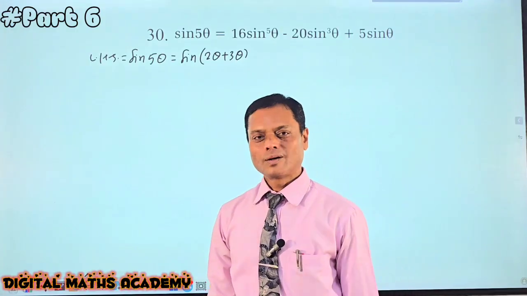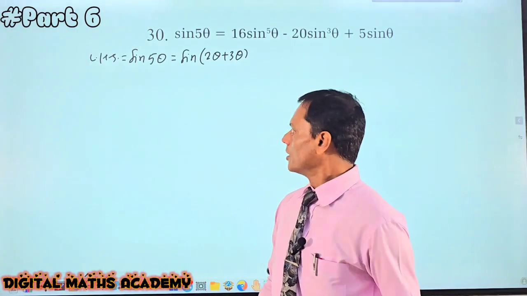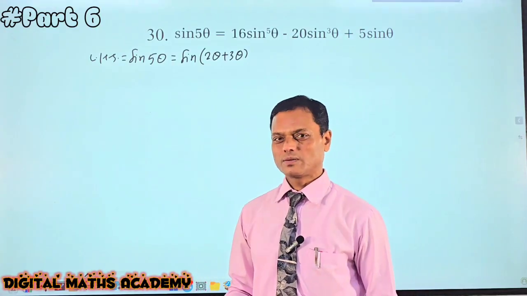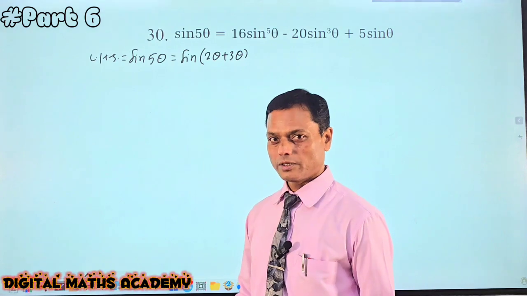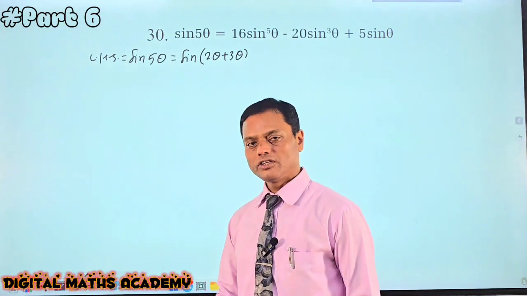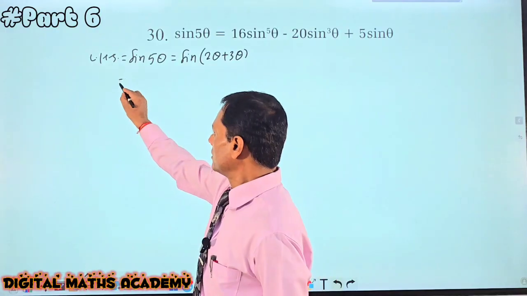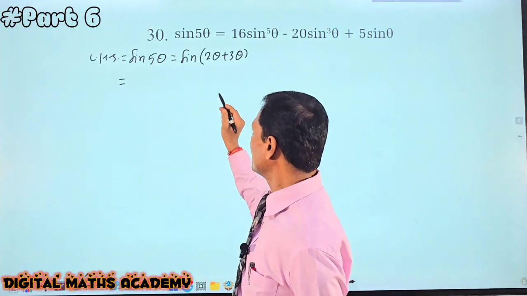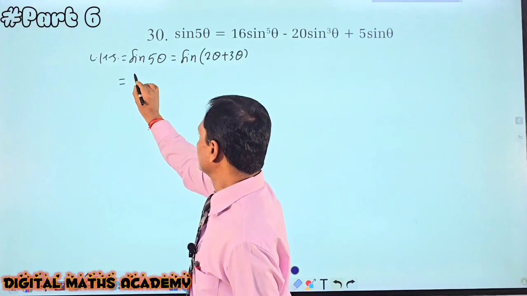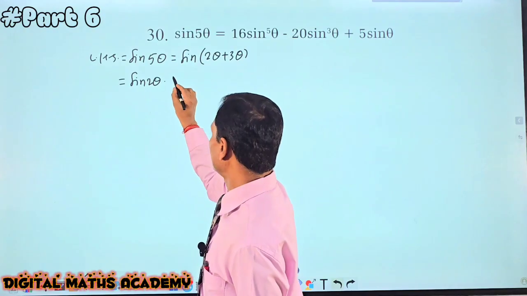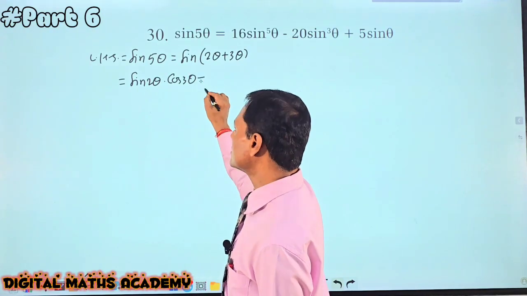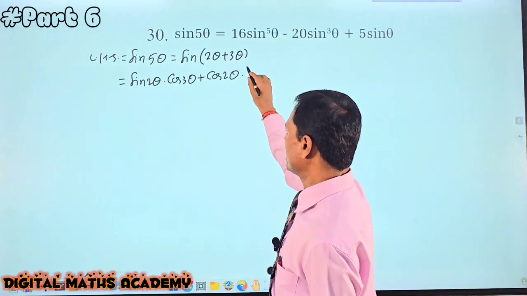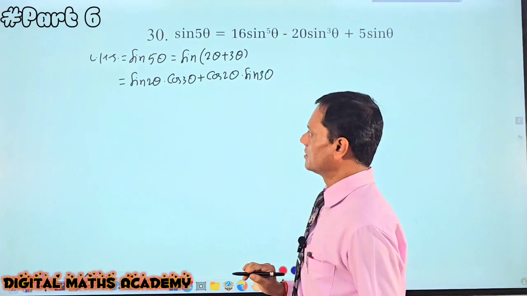So remember one formula, the compound angle formula of sin(A plus B). If you don't know, then I have already derived all the formulas, sin(A plus B), cos(A plus B), tan or cot(A minus B), so you can go back and watch all the videos. Here, sin(A plus B) equals sin A dot cos B plus cos A dot sin B. So I can write here sin A means sin 2 theta, cos B means cos 3 theta, plus cos A, cos 2 theta, dot sin B means sin 3 theta, isn't it?